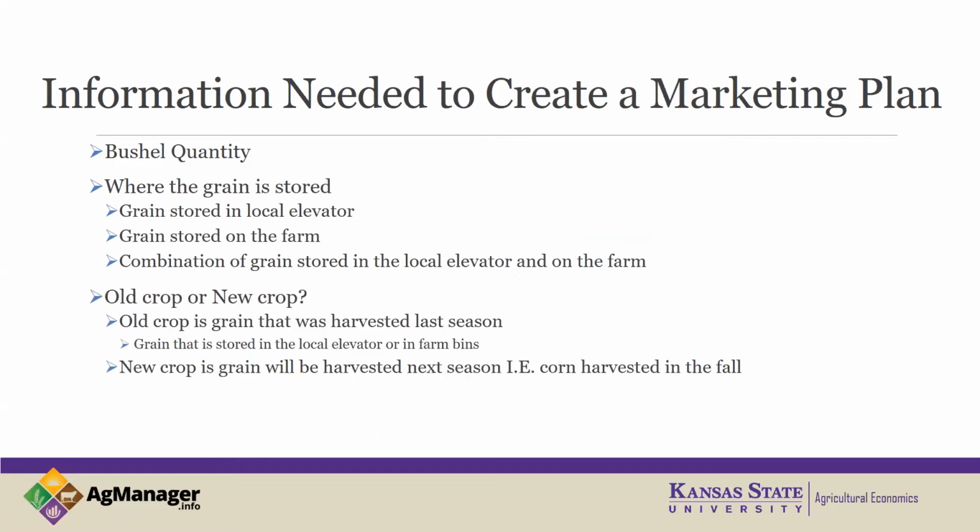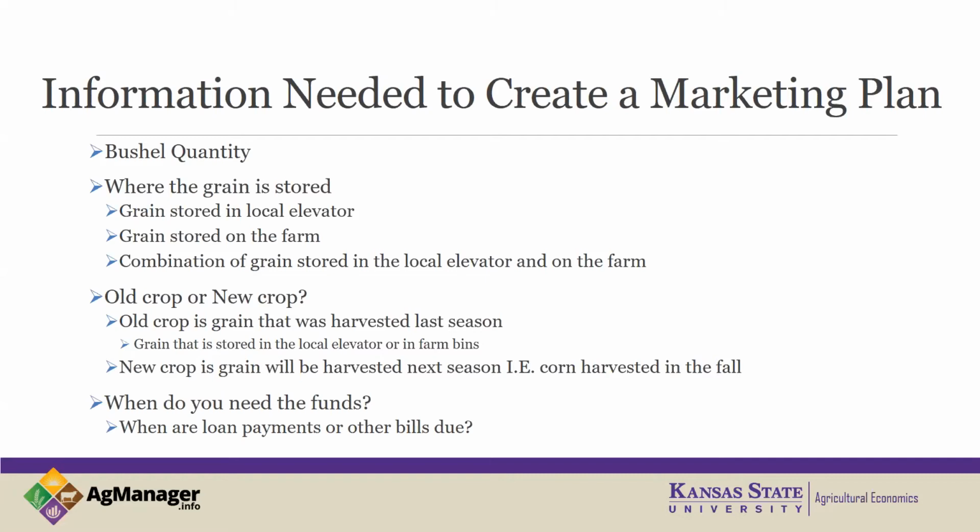Okay. Now, here's the difference between, remember what we said, old crop and new crop. Here are very, very simple definitions. Old crop is simply the grain that was harvested last season. Old grain. It can either be stored in the elevator or in farm bins. Your new crop is any grain that would be harvested this next year, for example corn harvested in the fall, or beans, or milo. So that would be your new crop.